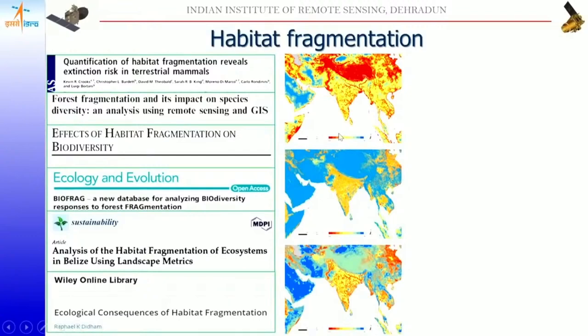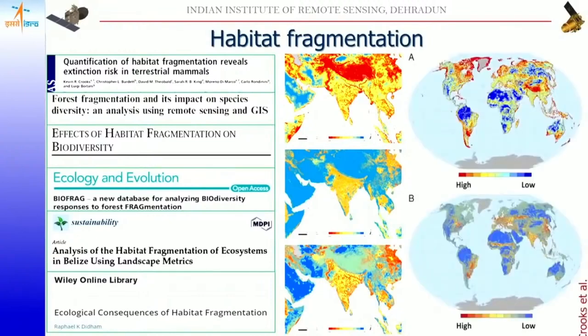So this is one parameter with which we can connect the diversity patterns of species over the area. And this is the global pattern. Because of the huge data sets available from remote sensing, and also the integration of the various layers through GIS, we can do larger landscape, regional or global level studies, and you can identify the important hotspots of fragmentation of the habitats.